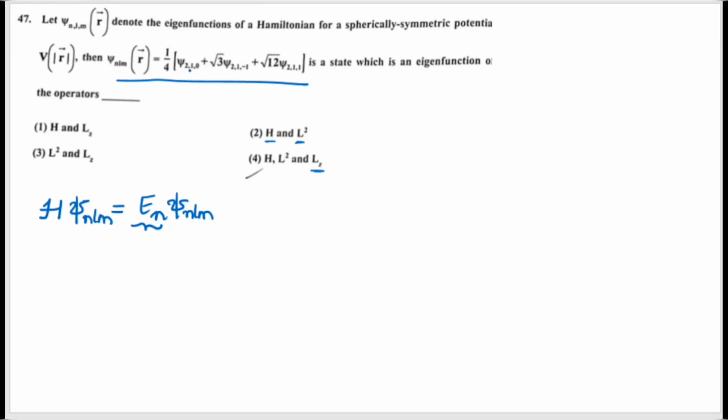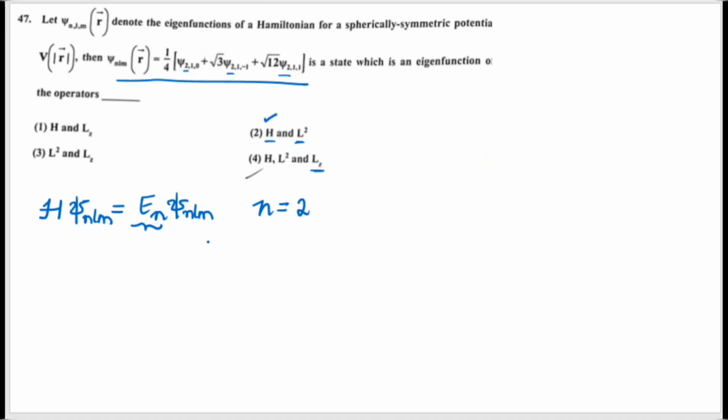Can you see in all the states we have n value equal to 2? Yes, can you see it is psi of 210, it is 2, here also it is 2, here also it is 2. I can say shortly that all these terms have the same principal quantum number. So it is a state which is an eigenfunction of the operator H. So H is verified. Now what about L square?